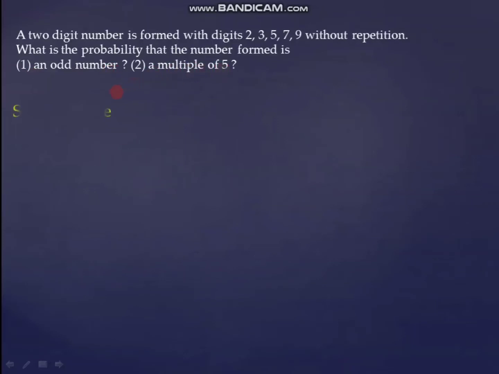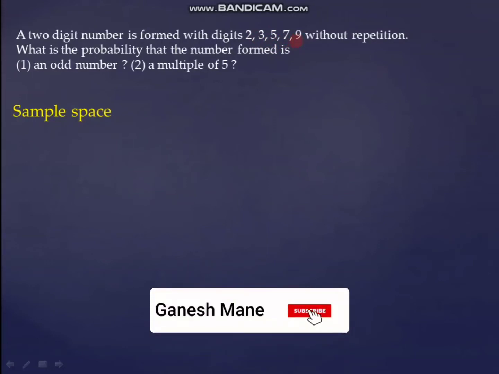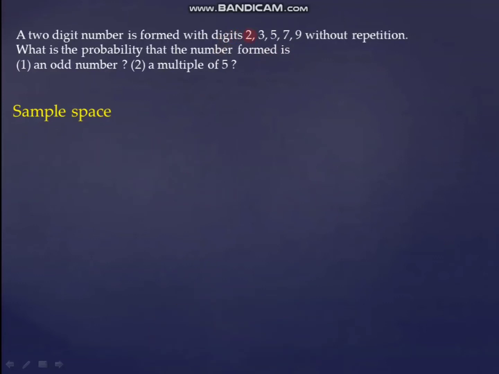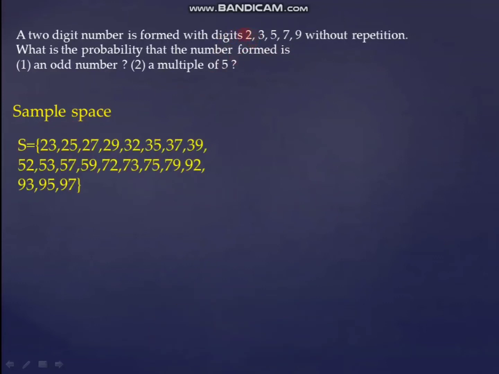So first of all, we should have the sample space. We are given 5 digits 2, 3, 5, 7 and 9, and we have to make a two-digit number by using these digits. So if we start with 2, we get 2 and 3, that's 23. Then we can get 2 and 5, that's 25. Then 2 and 7, 27, 29.